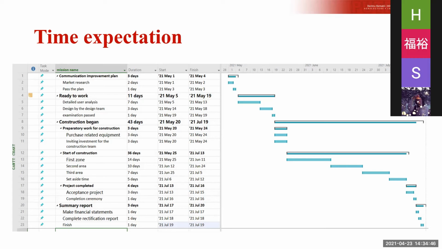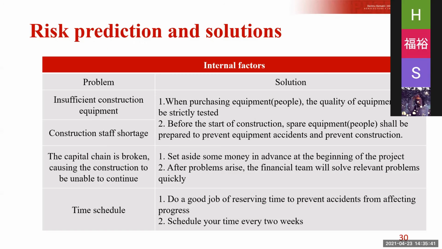In this stage, we also set 3 steps. The first step is we buy the equipment and find the teams to build this. We need 3 days. And the start of construction, we need 36 days.